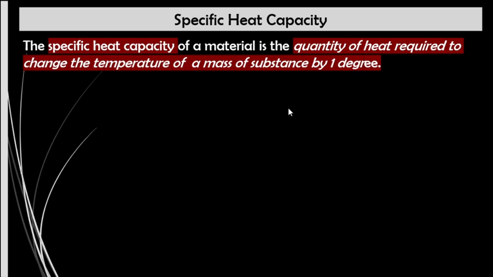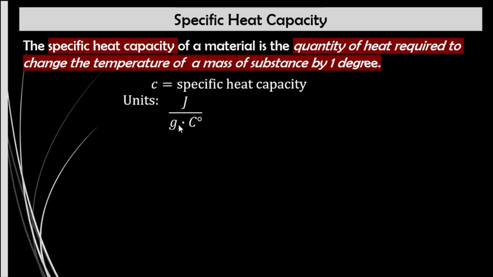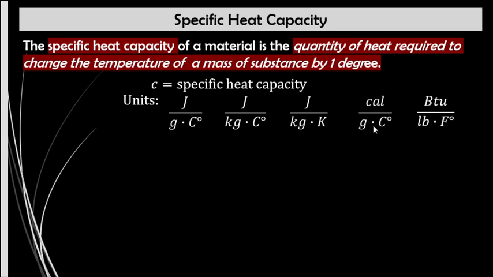Specific heat capacity is the quantity of heat required to change the temperature of a mass of substance by 1 degree. Our symbol for specific heat capacity is small letter c, and the units are joule per gram times Celsius degree, joule per kilogram times Celsius degree, joule per kilogram times Kelvin, calorie per gram times Celsius degree, and it can be British Thermal Unit or BTU per pound times Fahrenheit degree.